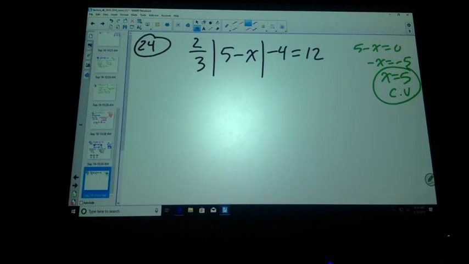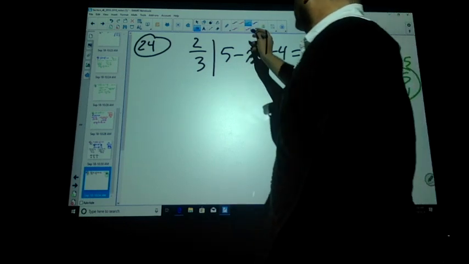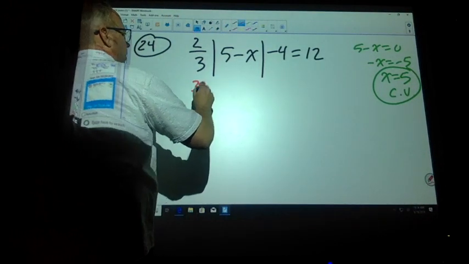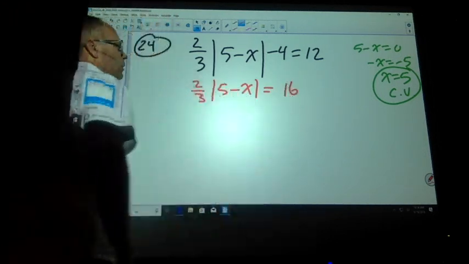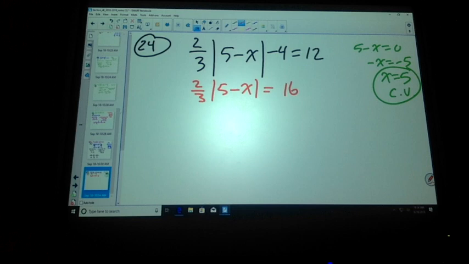Is that okay? Again, that's what we will be, the same distance above and below. Let's start working this problem. So I get 2 over 3, 5 minus x, add 4, so I get 16. Is that okay? Yeah. All right.